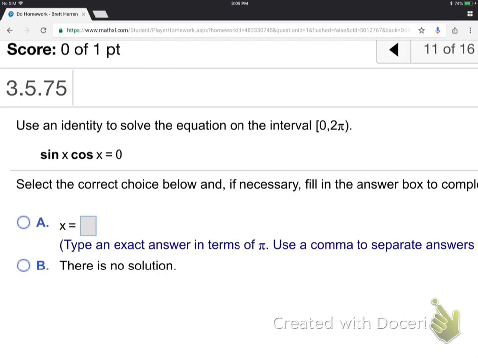All right. Sine x cosine x equals 0. That's like a weird question. They're mixing sine and cosine. That's a problem. So here, number 11, sine x cosine x equals 0.